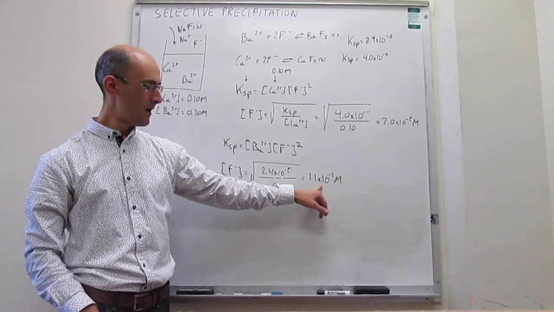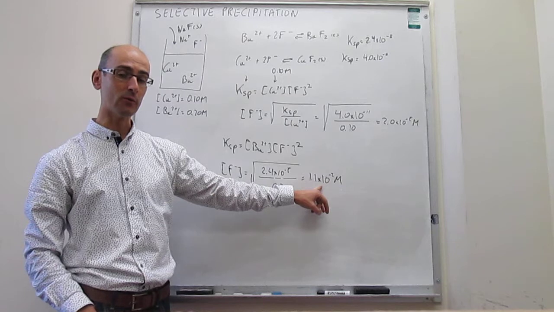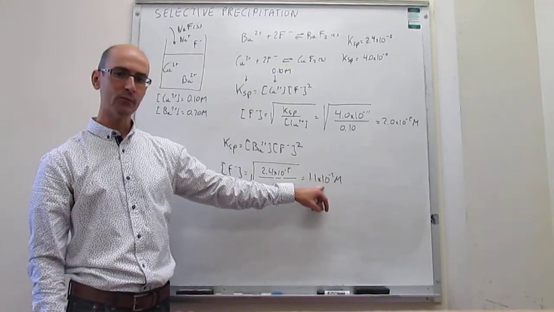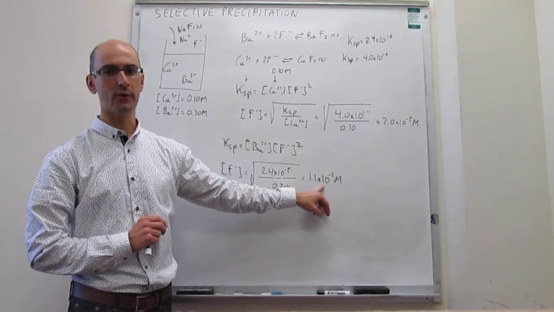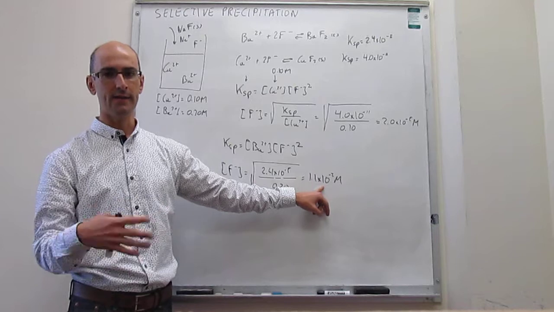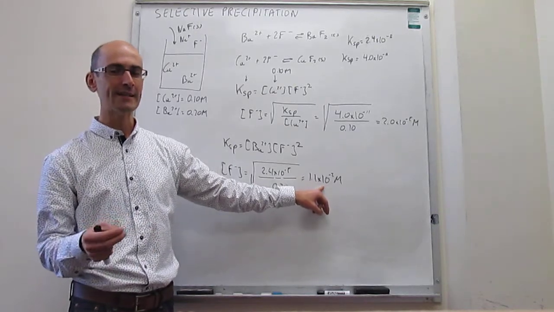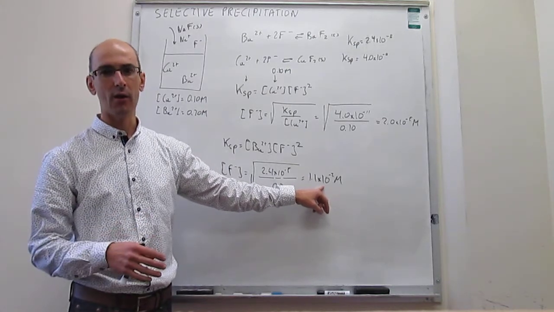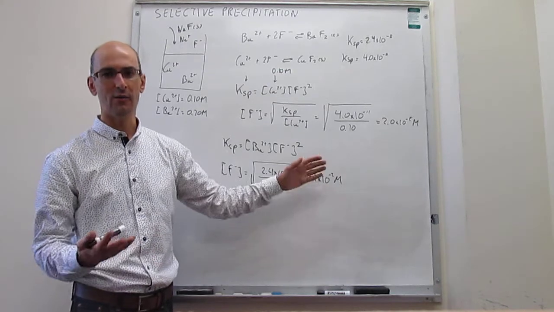Right? To see how good the separation is, what we're actually going to calculate now is, well, suppose that we add fluoride up to this point, but just a little bit. At that point, we'll only have calcium fluoride precipitated, and all of the barium will still be in solution. The question is, is there any calcium left in solution that has not precipitated, and how large is that amount?